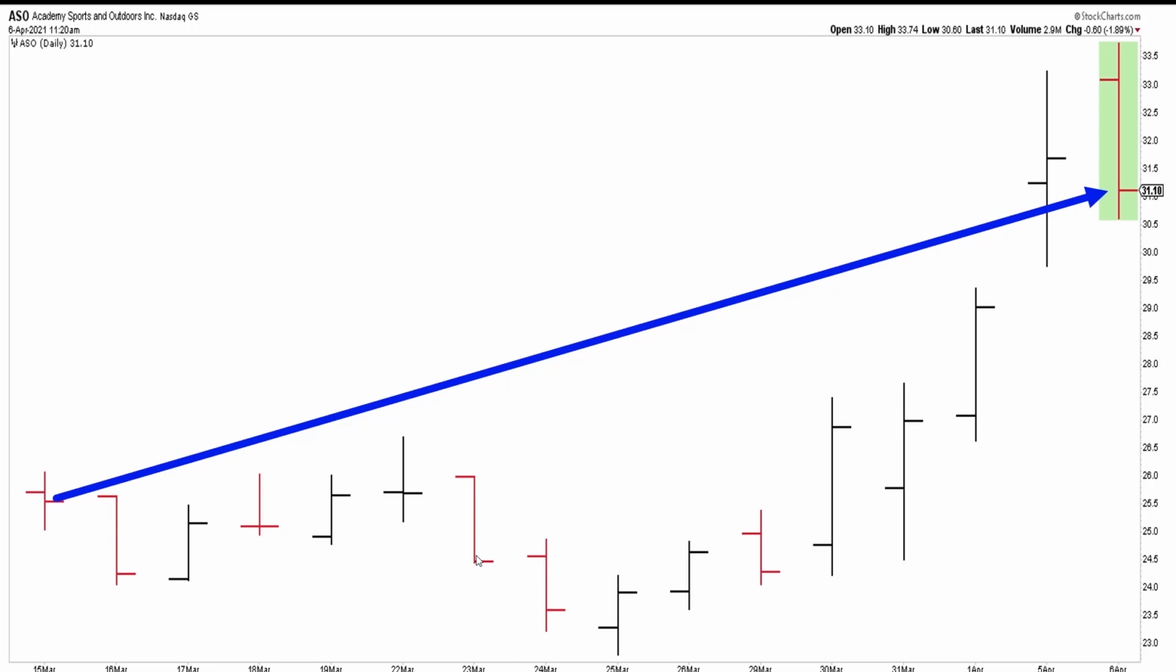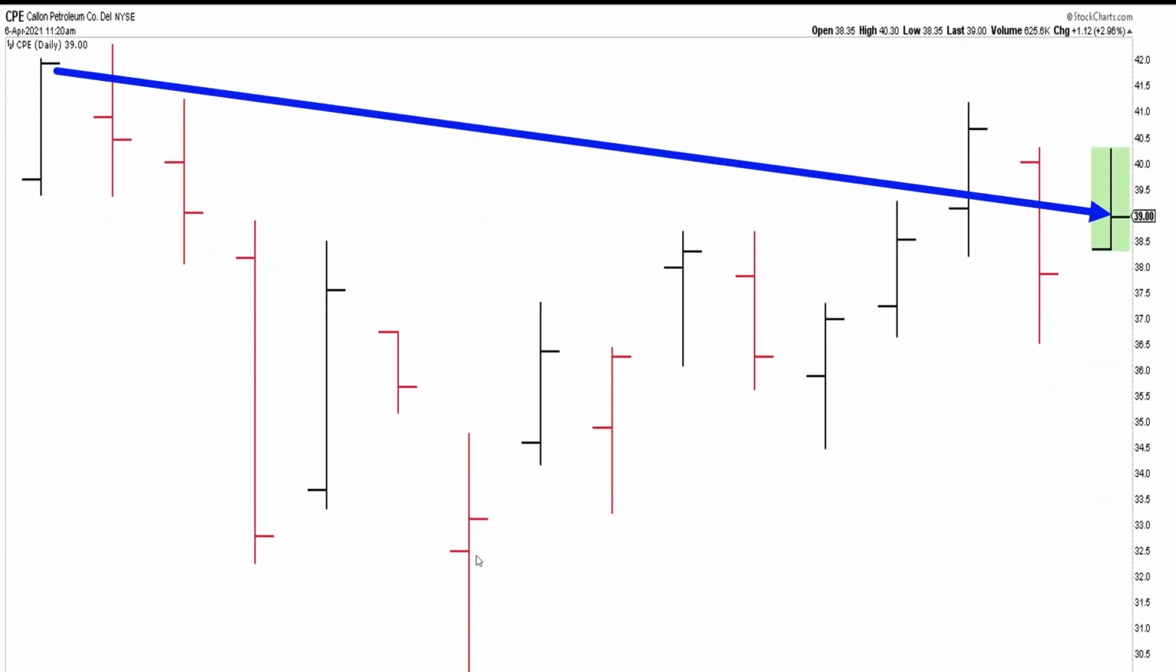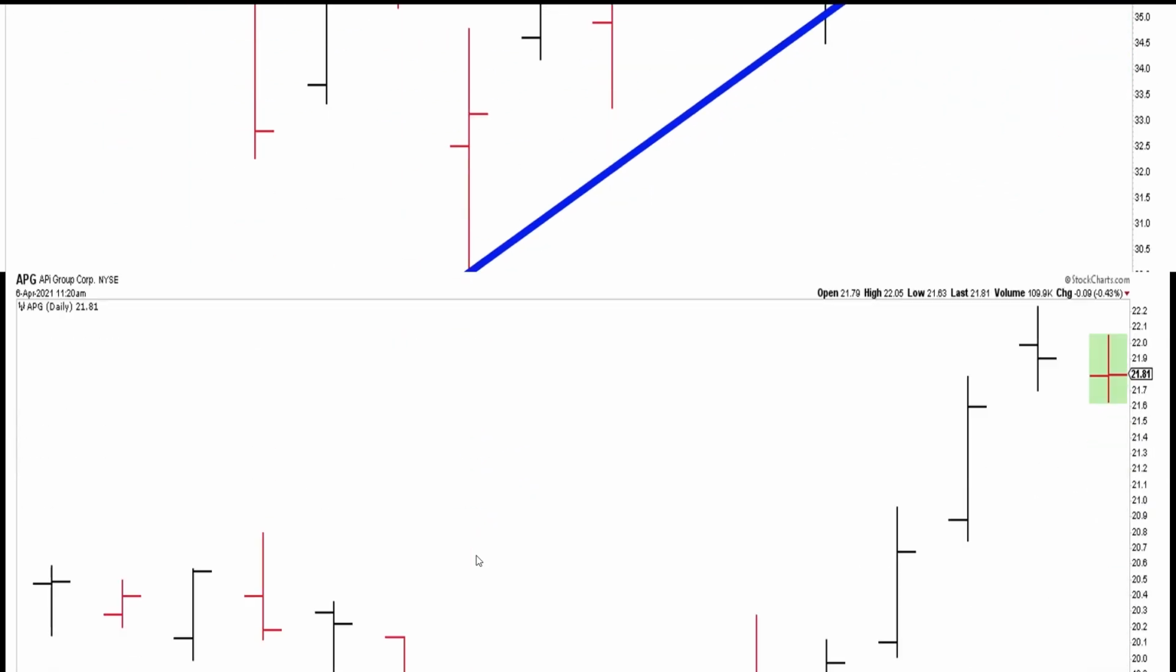Now ASO, this one's looking a little bit better. As you can see, since the market was a little questionable, it's had a pretty decent rally in here. So far so good on that one. Now CPE is down a little bit in here, but like the one I showed you a couple slides back, it has improved. ARLP, I think, was the stock. It has improved over the last week and change.